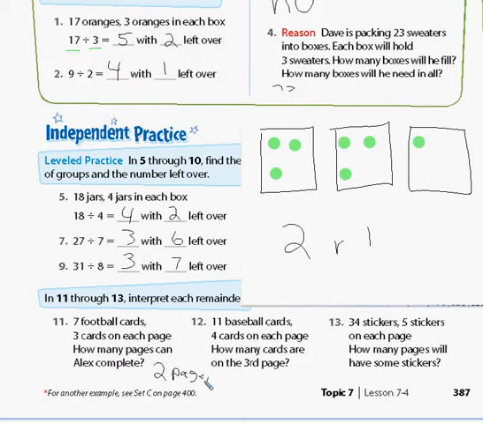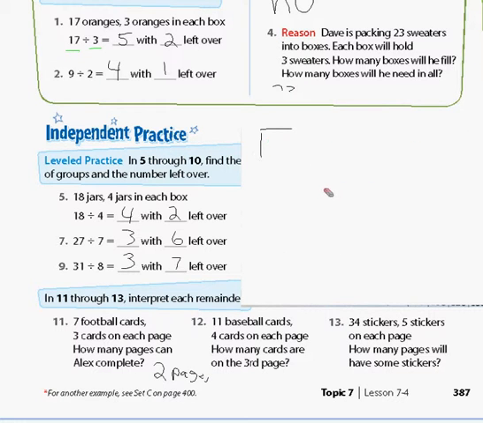Okay, and we'll go ahead and look at 13 too. 34 stickers, 5 stickers on each page. How many pages will have some stickers? And that's a little bit different, have some stickers. We'll go ahead and do a very similar type problem. I might not have enough room to draw this one out, so we'll just do our array to do this one. So 5 stickers on each page, and we have 34 stickers. So I'm just going to do my array by 5.